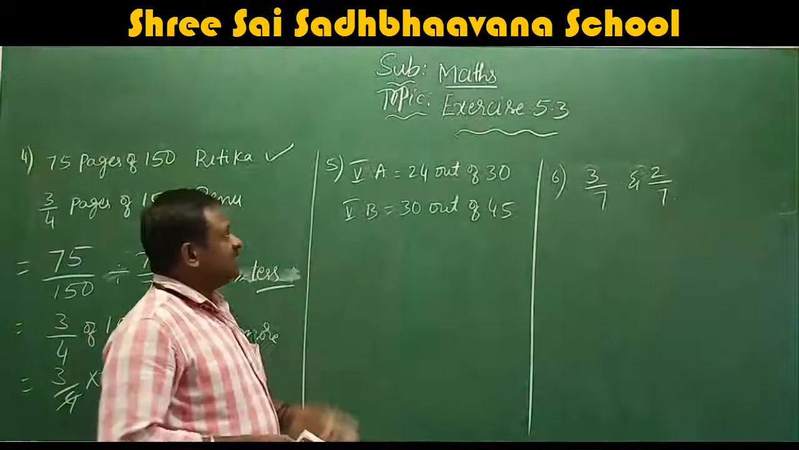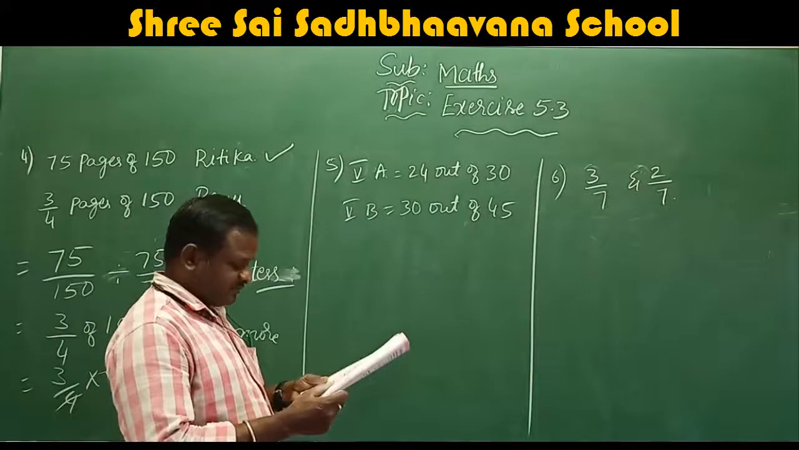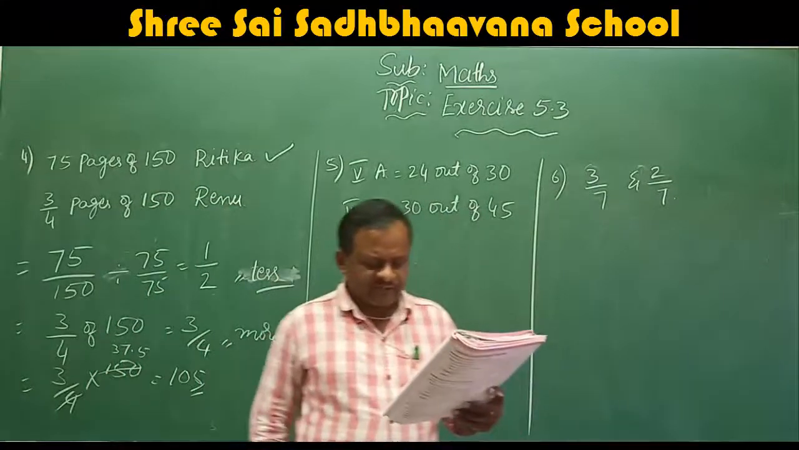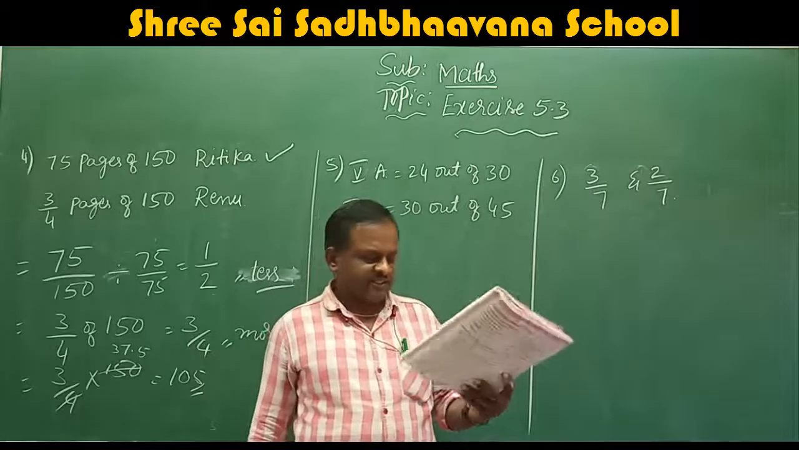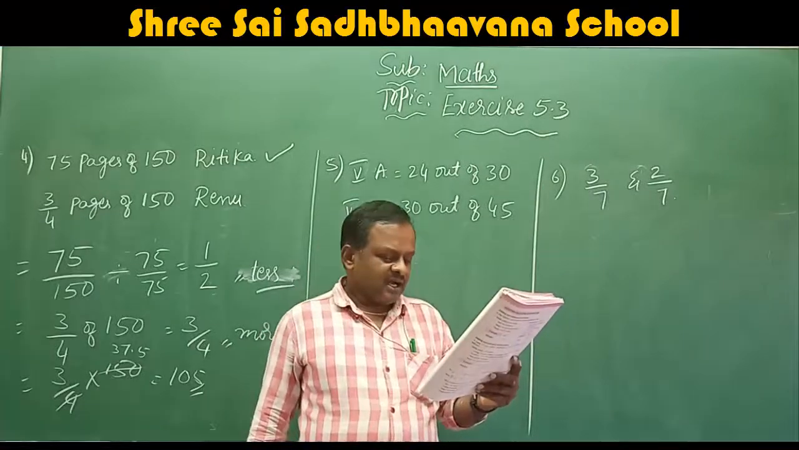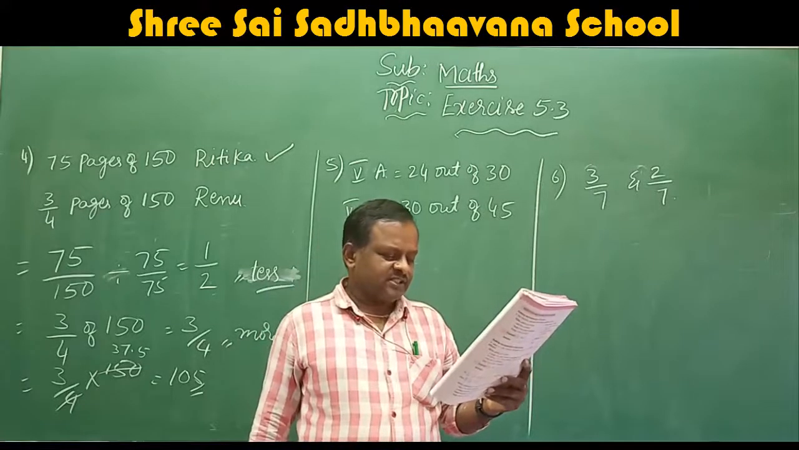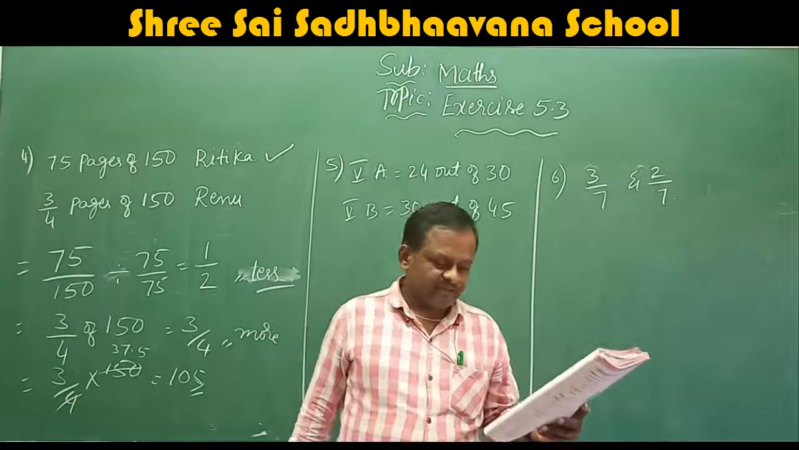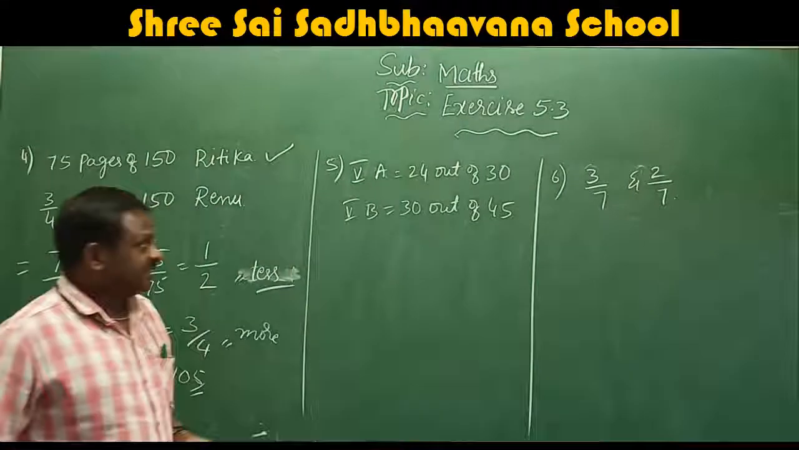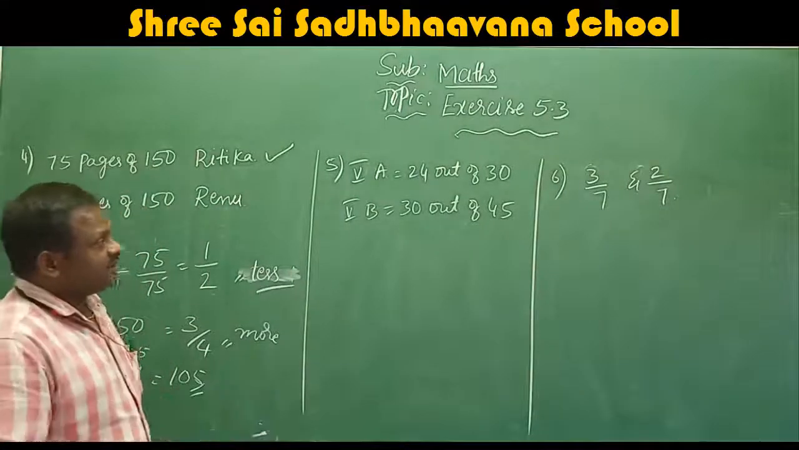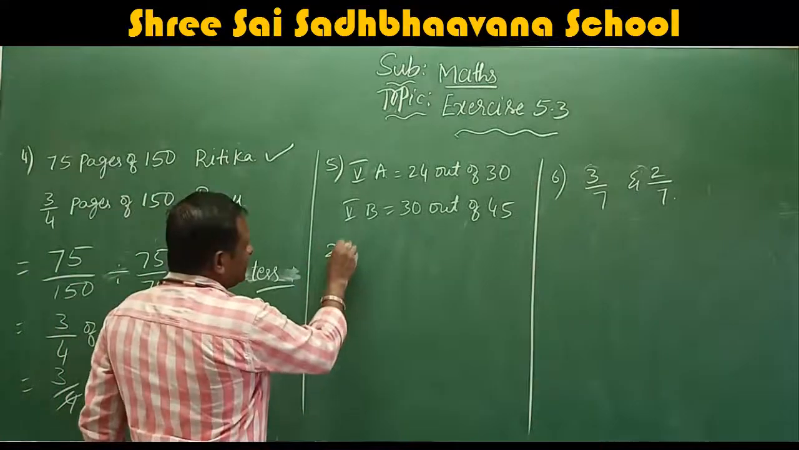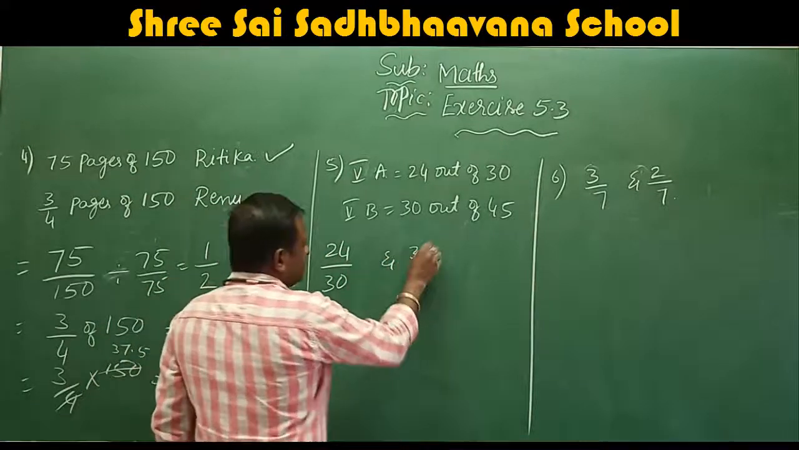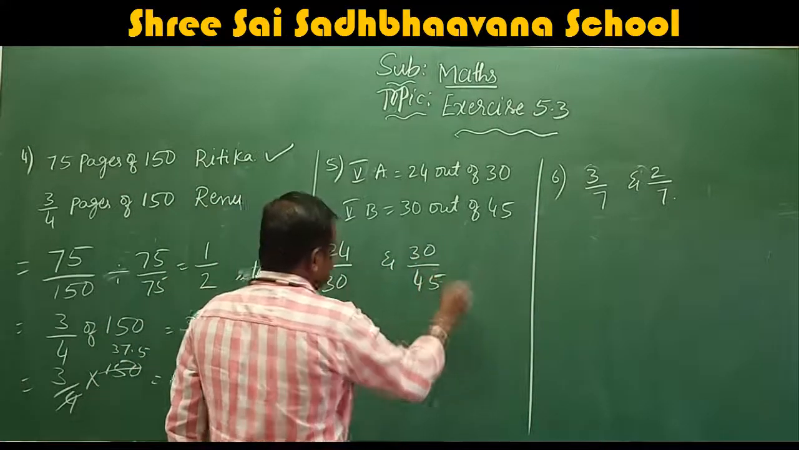Next, come to the fifth problem, that is 5th A and 5th B students comparison. 24 students out of 30 got first division in class 5th A. In 5th B, 30 students out of 45 got first division. Which class performed better? 5th A, 24 out of 30. Here 5th B, 30 out of 45.